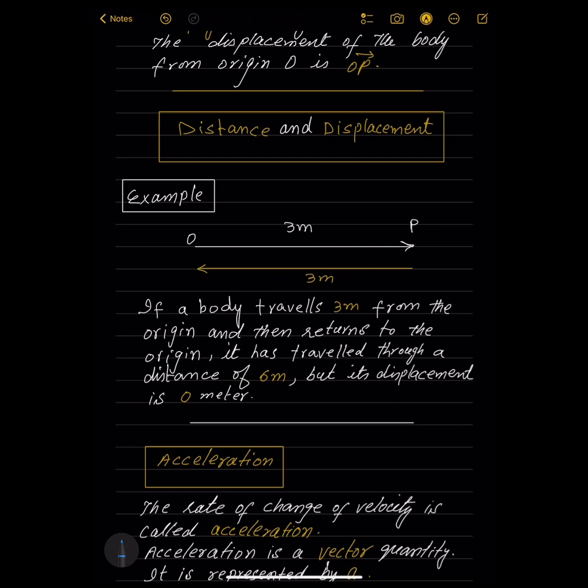देखें ये एरो एक राइट को है और येलो एरो लेफ्ट को है. Yellow arrow shows the return to its initial position. A body travels 3 meters from the origin and then returns to the origin. It has travelled a distance of 6 meters. ये देखें डिस्टेंस तो 3 meter plus 3 meter, that becomes 6 meters, but its displacement is 0 because 3 meter to right and again 3 meter to left.